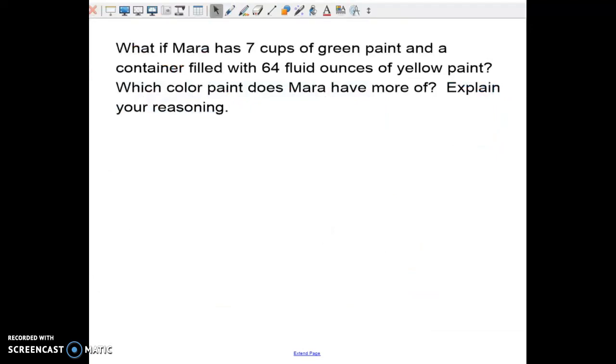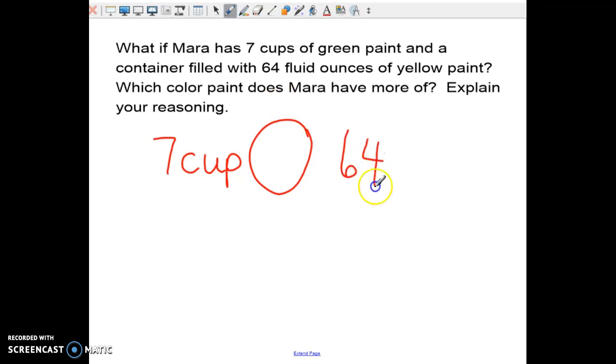Okay, this is the question down at the bottom of page 209. It says, what if Mara has 7 cups of green paint and a container filled with 64 fluid ounces of yellow paint? Which color paint does Mara have more of? So we're looking at 7 cups, and we're trying to find which one has more. 64 fluid ounces.